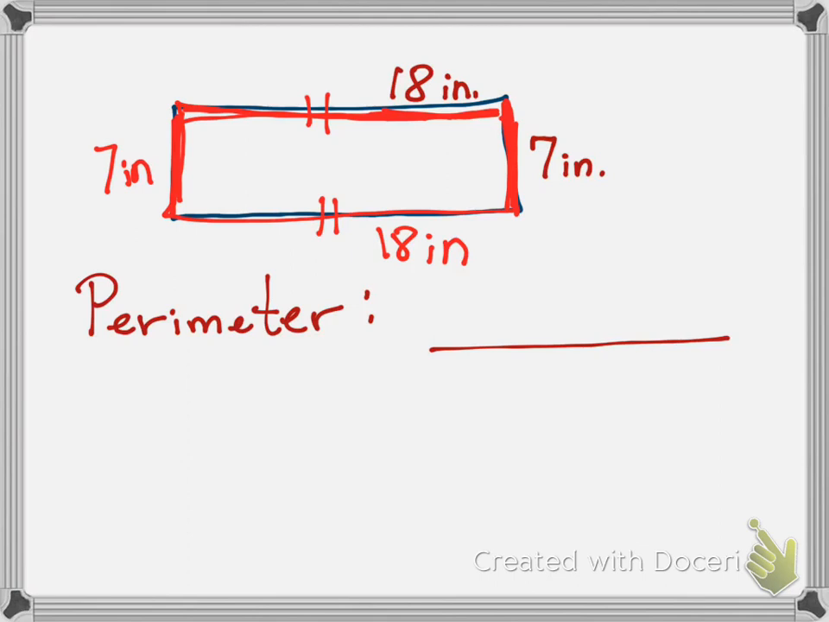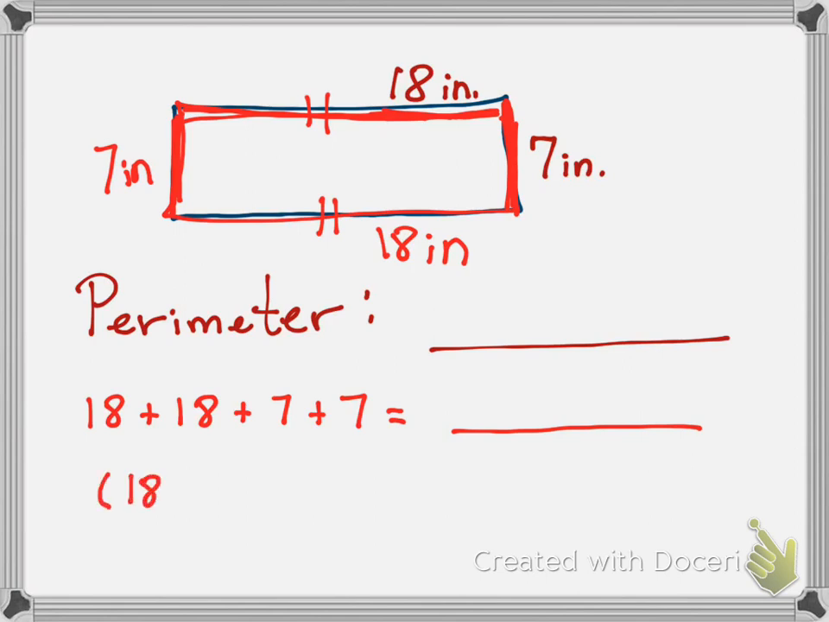So now we need to add up all of the sides. 18 plus 18 plus 7 plus 7 gives us the perimeter if we add up all those sides. Or we could do, in parentheses, 18 plus 7, and because it's 2 sets, we times it by 2. 18 plus 7 is, 8 plus 7 is 15, carry the 1, 25.